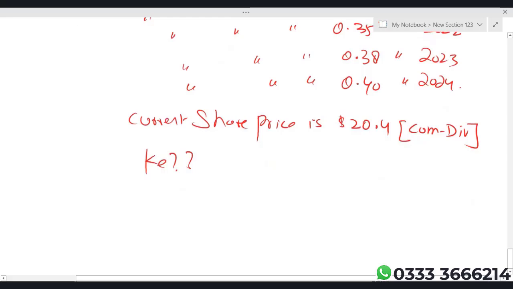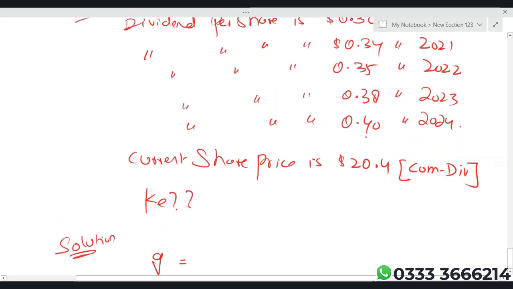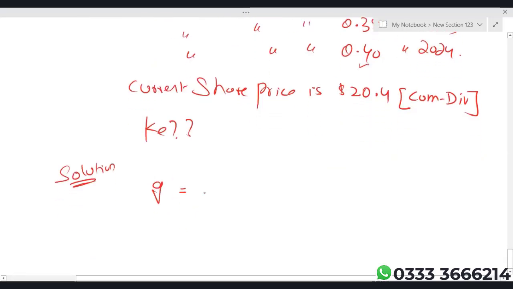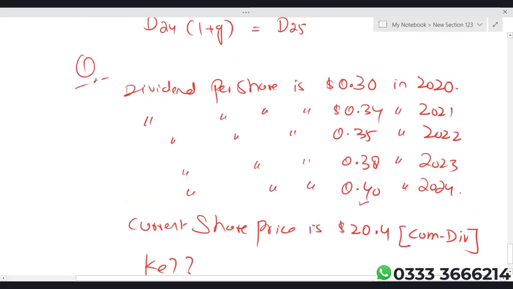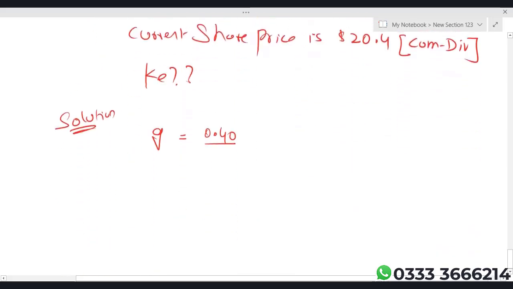Obviously, first we have to calculate the annual dividend growth rate. Annual dividend growth rate is equal to the last dividend per share divided by the first dividend per share.